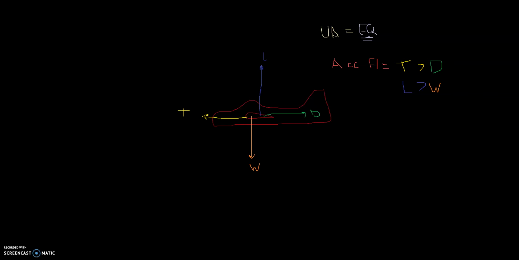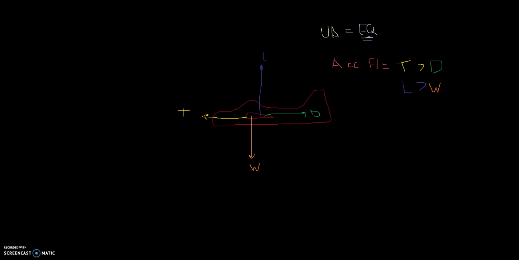To illustrate this from a numbers perspective, let's say this is accelerated flight. You would have 2,000 pounds of thrust over here, 1,500 pounds of drag, so you have 500 pounds of net thrust being produced, and you're basically moving forward.